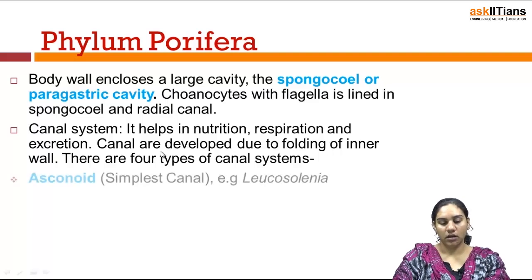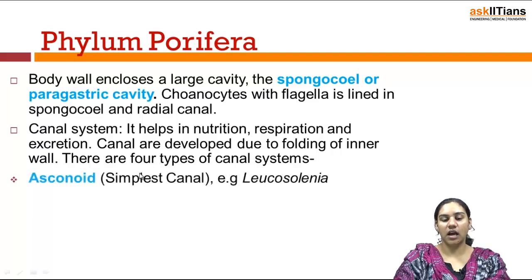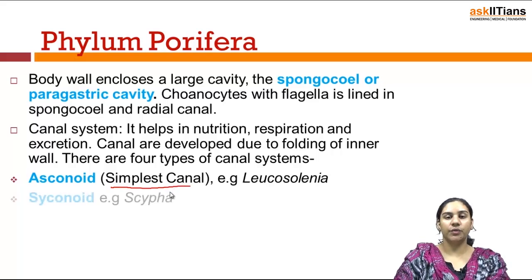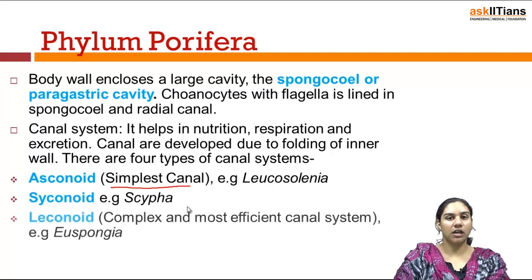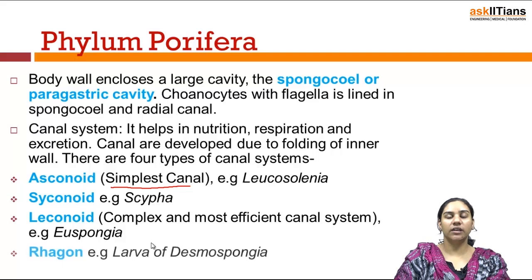Asconoid, which is the simplest canal, is found in Leucosolenia. Syconoid is found in Scypha. The next is the leuconoid, which is the most complex and efficient canal system among the sponges. It is found in Euspongia. And the next is the rhagon, which is only found in the larva of Demospongia.